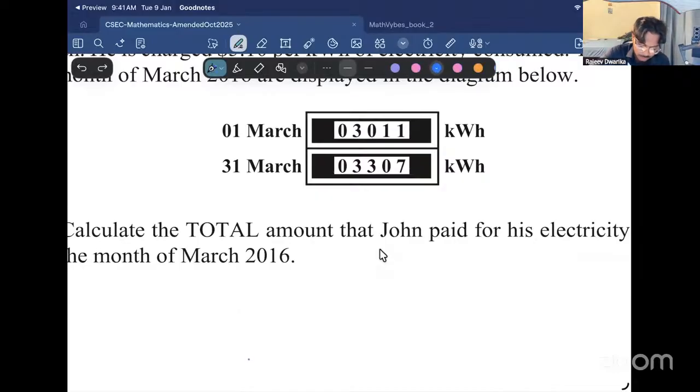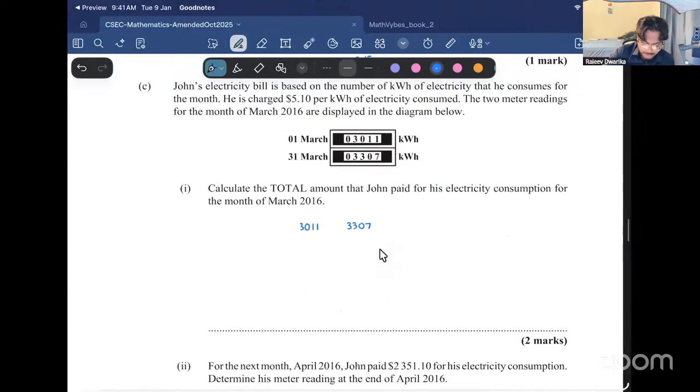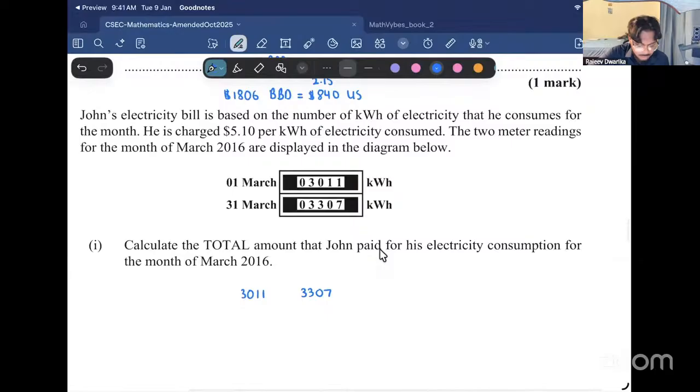How much did I have on the 31st of March? 3,307 kilowatt hours. And they're telling us he's charged how much per kilowatt hour? $5.10 per kilowatt hour. So calculate the total amount that John paid for his electricity consumption for the month of March 2016.